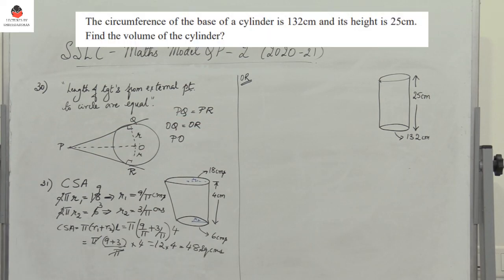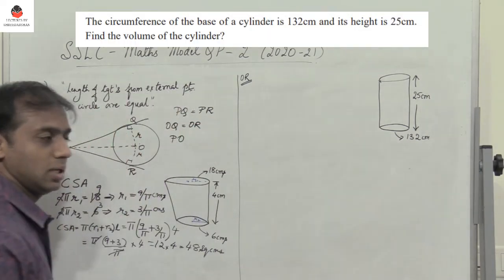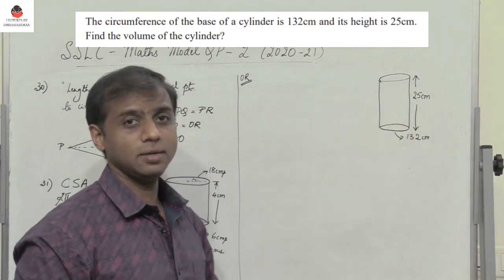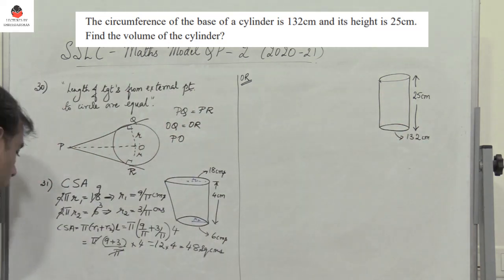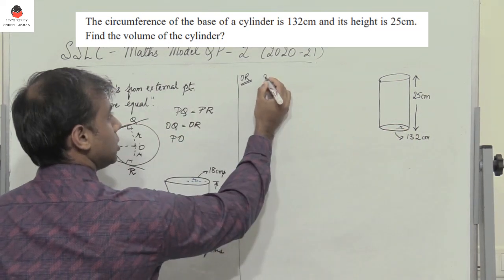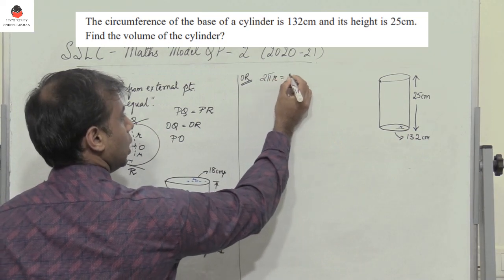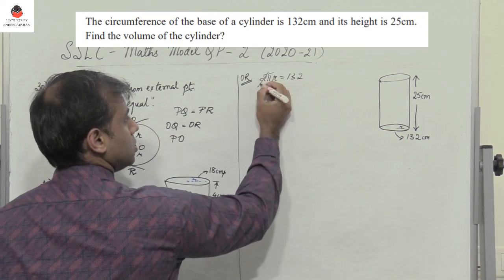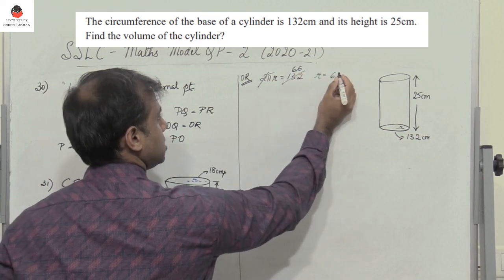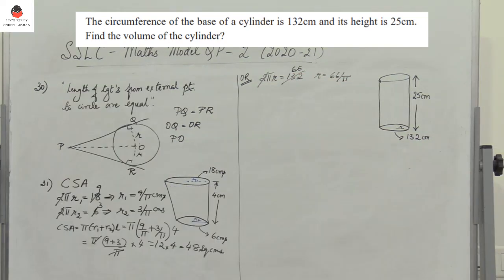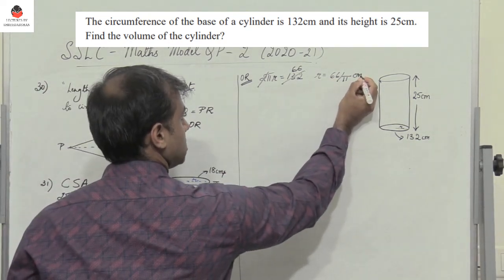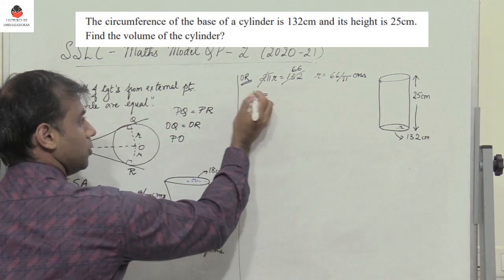So the circumference of the base of the cylinder is 132 centimeters and the height is 25. So therefore let us try to find the radius. Let the radius be r. So we know that 2 pi r equals 132. So this is 66, so r is 66 divided by pi. We need to find the volume of the cylinder. Here the radius unit is centimeters. So what is the volume of the cylinder?